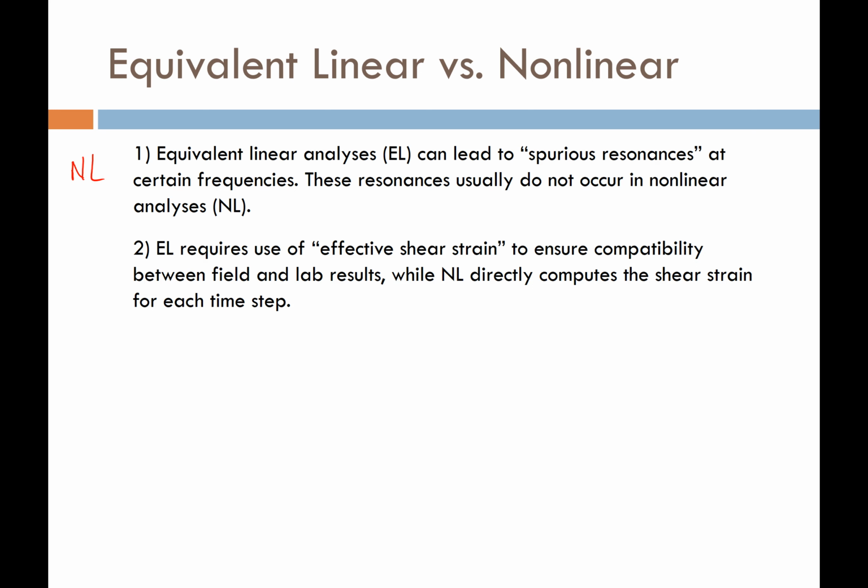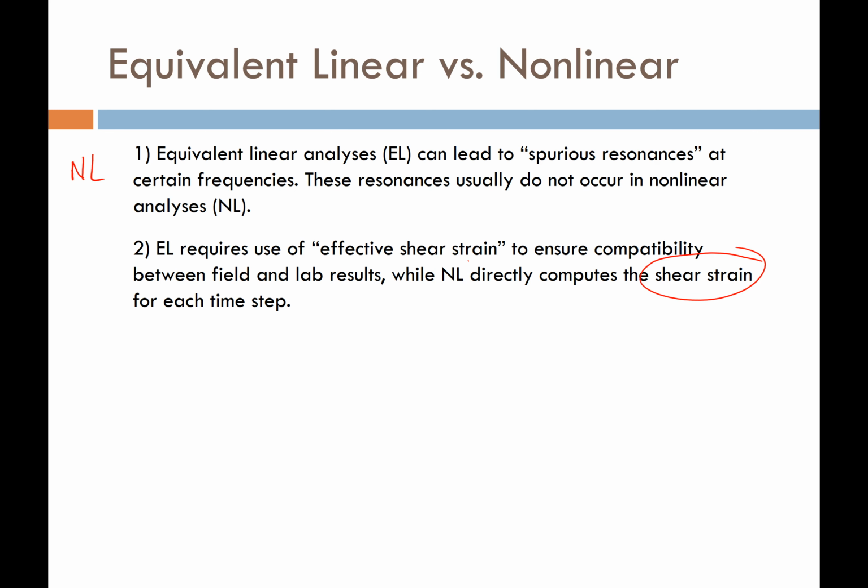Okay, in the second round here, equivalent linear requires that we use this kind of fudgy effective shear strain. And remember, the effective shear strain is this fudged equivalent harmonic shear strain motion that's supposed to be representative of the actual transient shear strain motion from the earthquake. And that's really sketchy, because they're two totally separate things. So we have to use that effective shear strain to ensure compatibility between the field and the lab results, while the nonlinear analysis, on the other hand, just directly computes the shear strain.